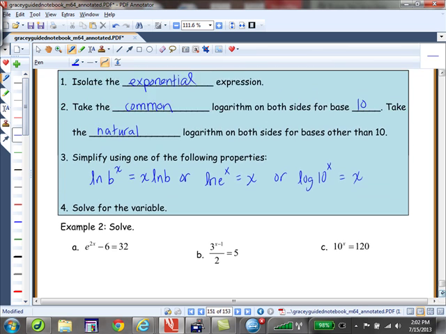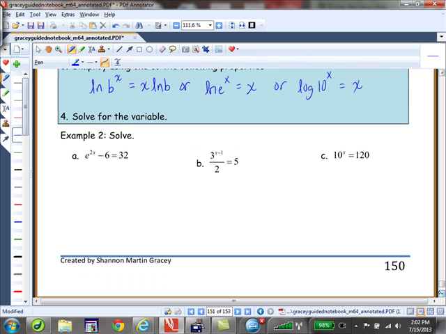Okay, so here we go. Let's solve these. Again, there's no easy fix, right? You don't have something like 2 to the something equals 4 to the something where you can mess around with the bases and get them to be the same. So I'm going to add 6 to both sides, and we'll have e to the 2x is equal to 38.